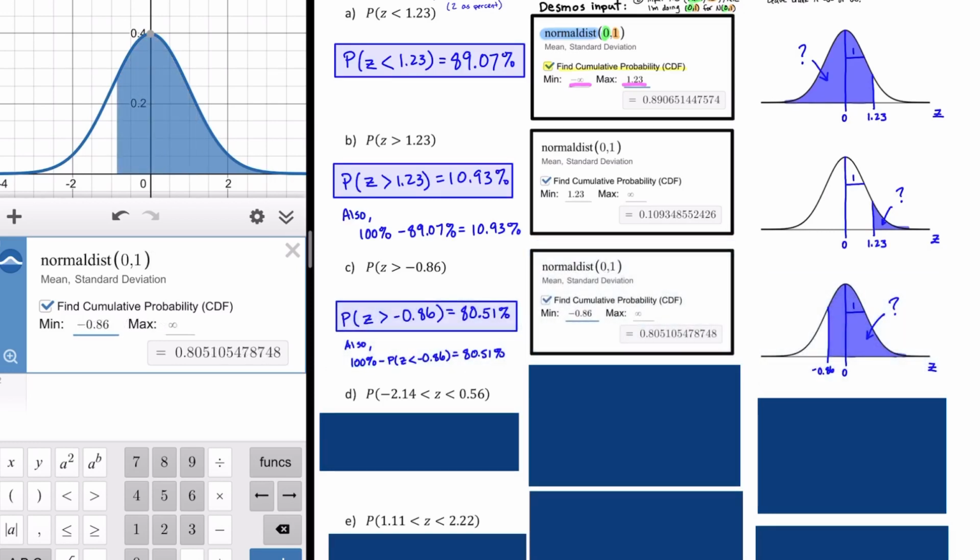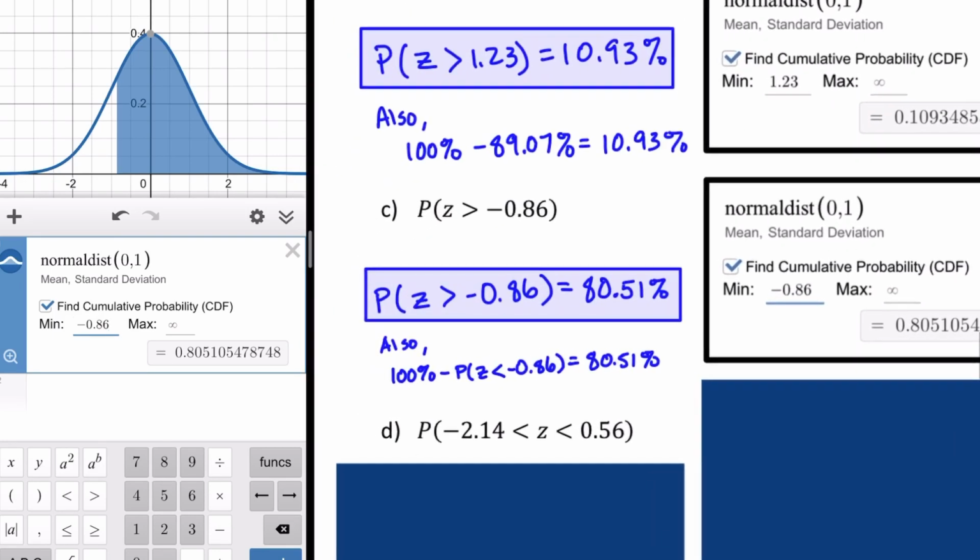All right, welcome back. For this one, again, we draw a picture, and this time I'm starting at negative 0.86, and I'm finding the area greater than that. So in my calculator, I put in a minimum value of negative 0.86 and left the maximum blank. And when we did, we got about 80.5%. So our final answer was 80.51%. And notice you could have also done a less than here if you chose to, right? Because again, those are complementary. So 100% minus a less than would also give us that same answer.